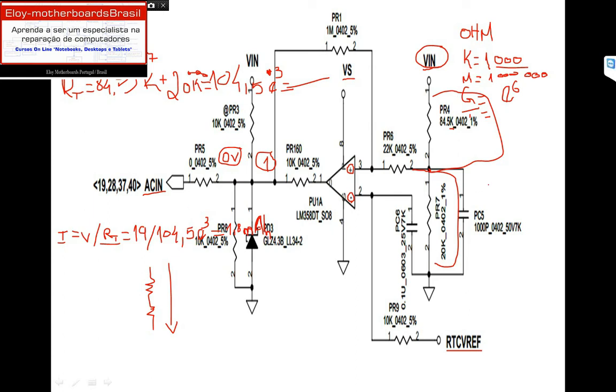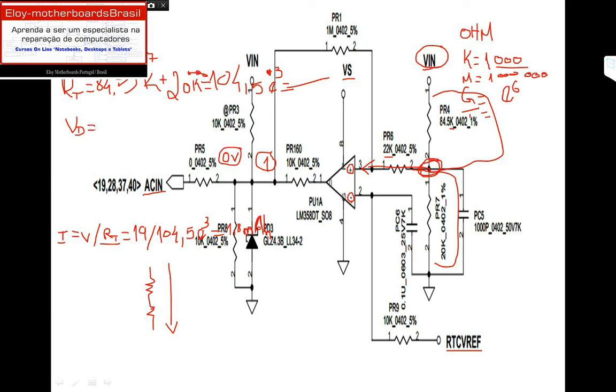Let's now see how much voltage we have here, because this is the voltage at this node that we will see present on pin number 3. It's this voltage right here that will cross PR6, with 22K, and be present on pin number 3. So let's see. I will call it voltage drop, V for voltage and D for drop.